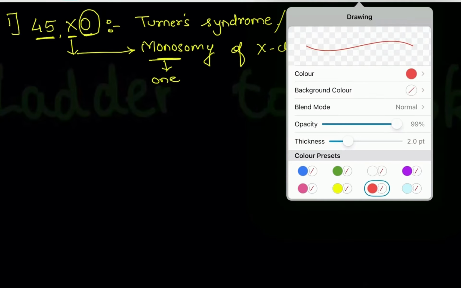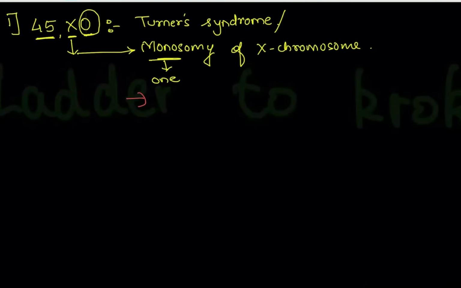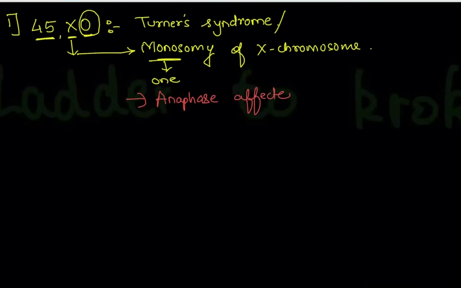Now let's look at the features of the Turner syndrome and why it occurred. This Turner syndrome happens if anaphase is affected. We have studied in the mitosis and meiosis cell division video what anaphase is, right? Here the chromosomes get separated. They move towards the poles. So if there is a problem during this anaphase, you can get this Turner syndrome.